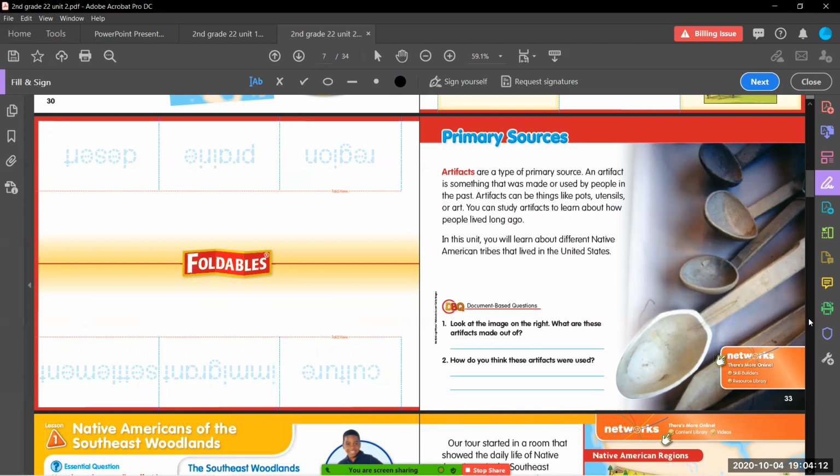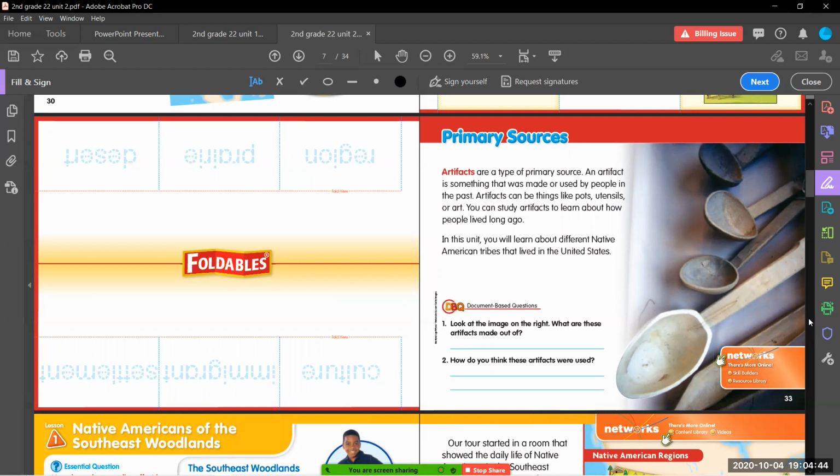So a primary source that we're going to talk about today is an artifact. An artifact is a type of primary source, and it's something that was made or used by people in the past. So if you're looking at a specific time period, the tools that they use for cooking and for eating and for hunting, the things that they use for building or for studying, those are artifacts and they're primary sources because it's something that they used during that time. It's not something that they read about in a book.